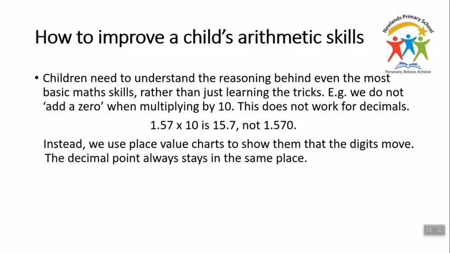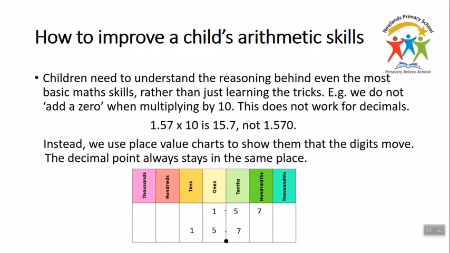Instead, we use place value charts to show them that the digits move. The decimal point always stays in the same place. Here's an example of a place value chart. 1.57 is listed first, and then we've moved all the digits one place to the left, but the decimal point has stayed in the same place, so 15.7 is the answer.